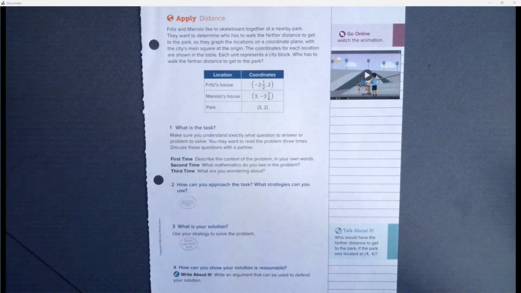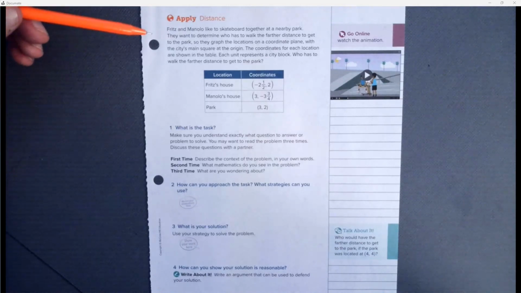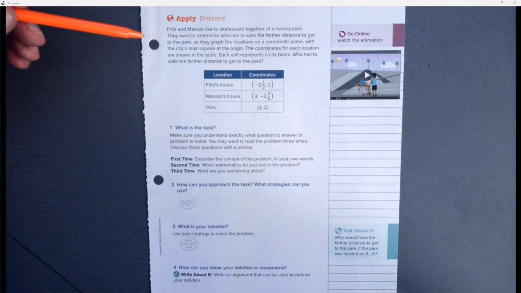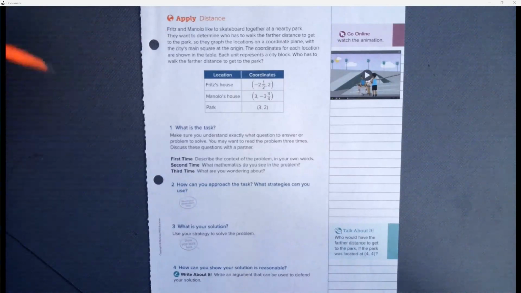Now let's take what we've learned about finding the distance between coordinates and use it in our apply problem to see a real-world scenario. Fritz and Manolo like to skateboard together at a nearby park. They want to determine who has to walk the further distance to get to the park. So they graph their locations on a coordinate plane. With the city's main square at the origin, the coordinates for each location are shown on the table. Each unit represents a city block. Who has to walk the farther distance to get to the park?